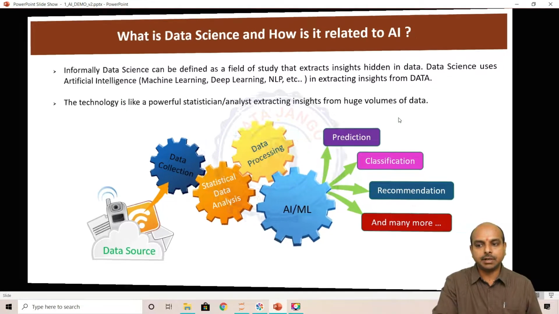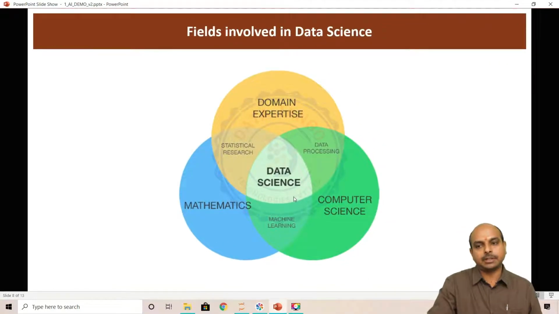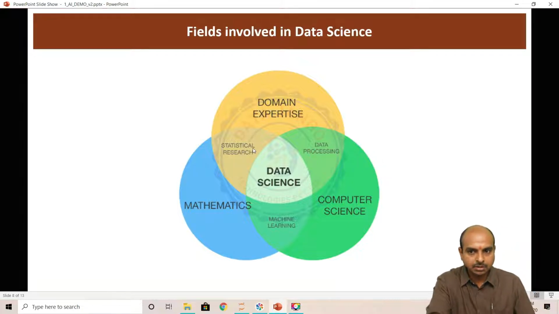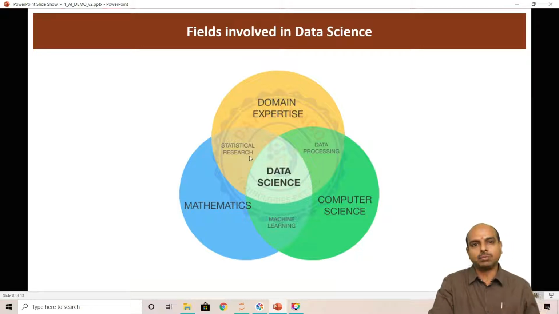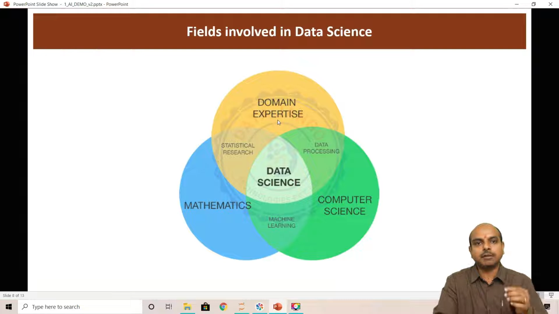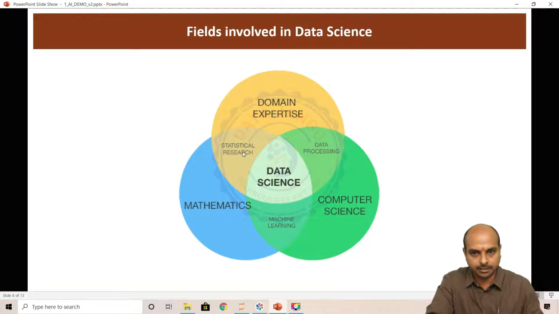Now let us see different components involved in a data science project. A data science project involves statistical data analysis, because we have already seen it, right? As we have already seen, a data science project involves statistical research to understand patterns. Statistics gives you a clue on whether a problem exists or not. But with domain expertise, a human being needs to confirm that the pattern understood by statistical data analysis is correct or not.